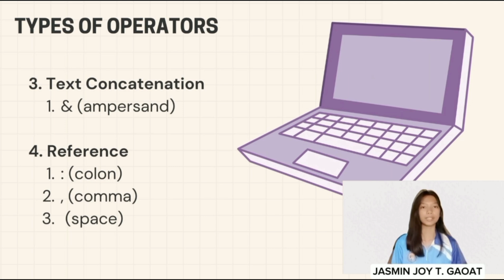Last is the space, the intersection operator, which is the blank character created by pressing the space bar on your keyboard and used to separate words within a cell, and also produces one reference to cells common to the two references. For example, B7 and D7, space, C6 and C8, which is the space provided in this example.